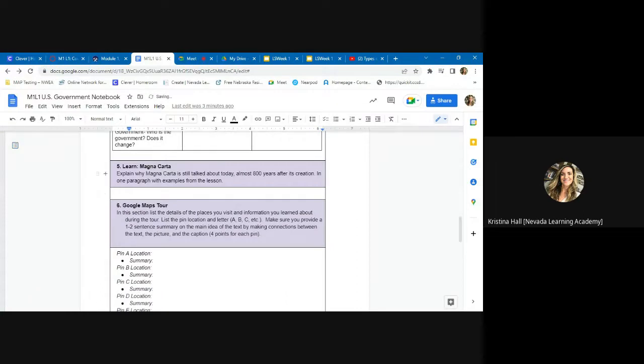Part 5, where it says explain why the Magna Carta is still talked about today, almost 800 years later, in 1 paragraph, and explain in lesson. 1 paragraph is 5 sentences. So let me be really clear about that. 1 paragraph is 5 sentences. In order to get full credit on that, you want to make sure that you have 5 sentences, okay?